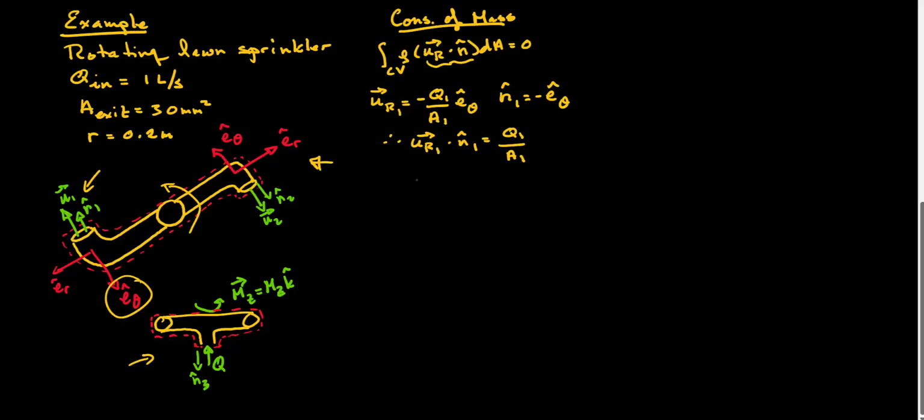So we can do the same thing for the other control surfaces. So let's have a look at that. So we have UR2 dotted with n2 is going to be equal to Q2 over A2, and UR3 dotted with n3, being an inlet, is going to be negative.